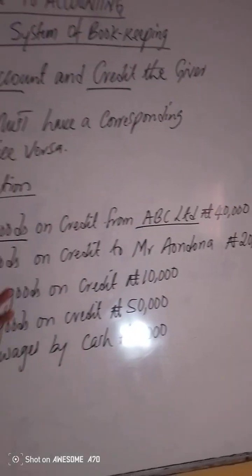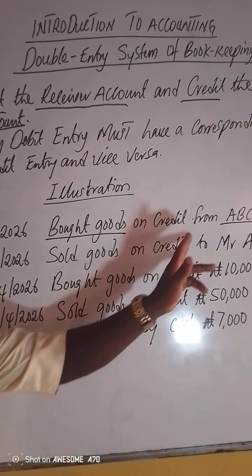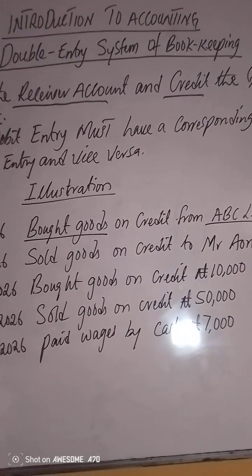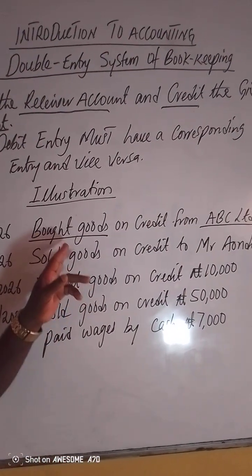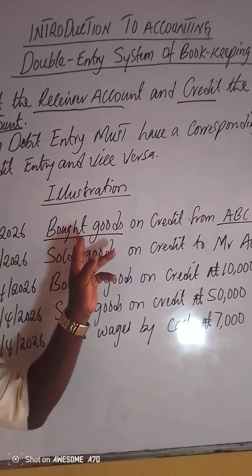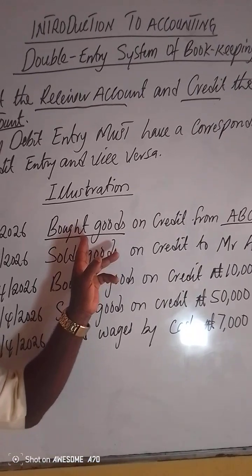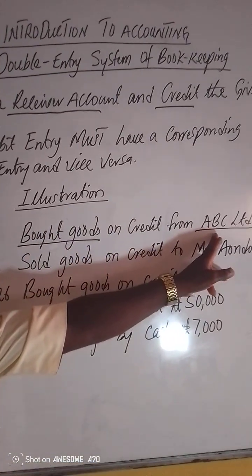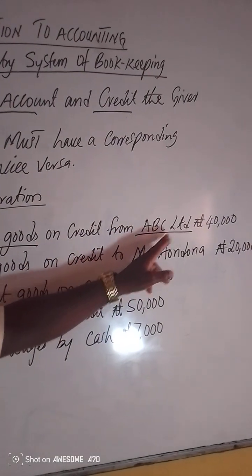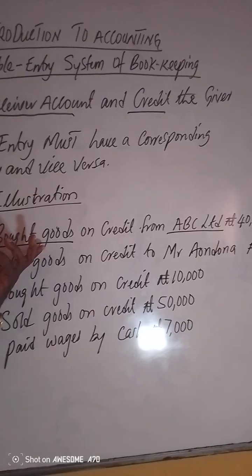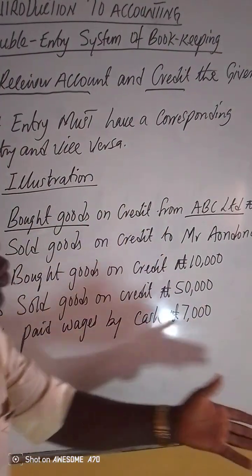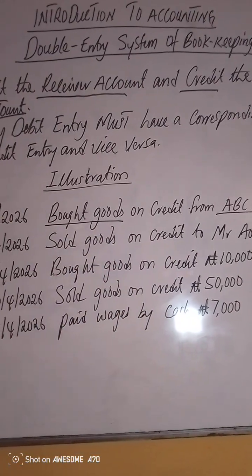But the confusion here is that we now say bought goods on credit. If I'm buying goods on credit, it means cash is not involved, neither is bank. You are not giving cash, neither are you giving a check. So somebody must give you the goods. Here, the giver account is ABC Limited, while the receiver account is purchases. ABC is giving you goods, referred to as purchases, while purchases is receiving.